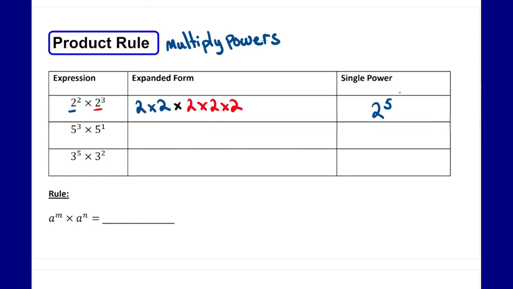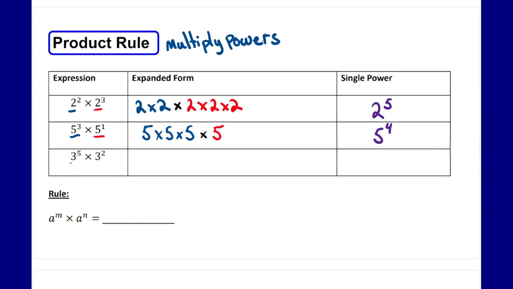Let me use a different color, just so we keep them all different. If I look at the next one, 5 to the power of 3, well, that's 5 times 5 times 5. And if I multiply that by the next term, 5 to the power of 1, which is just 5, this is my expanded form. I can simplify that as a single power of 5 to the power of 4, because I have 5 times itself 4 times.